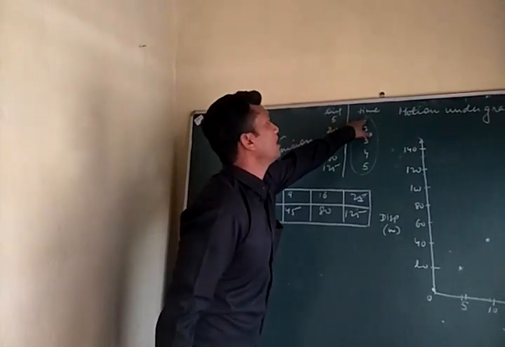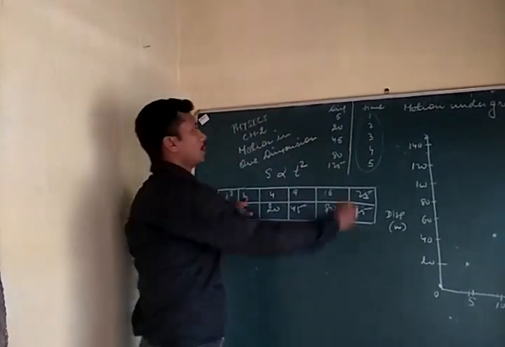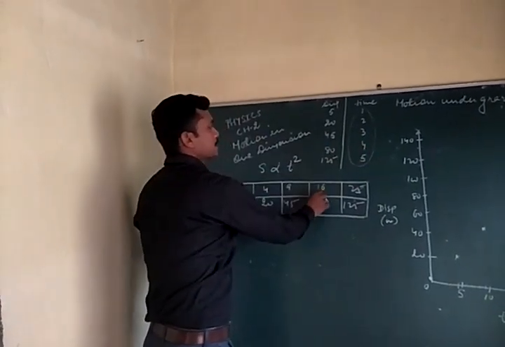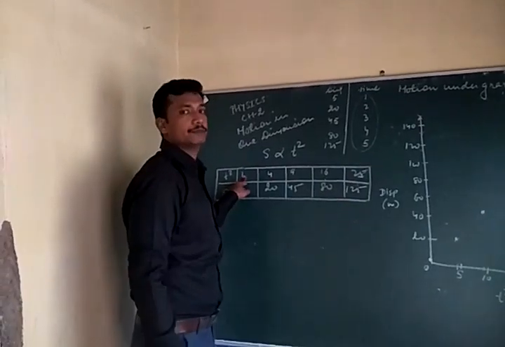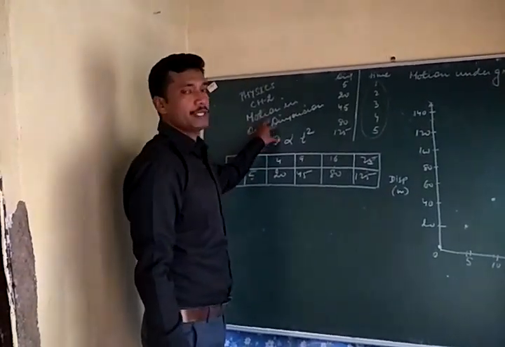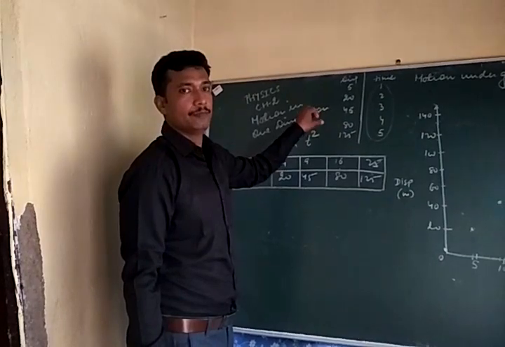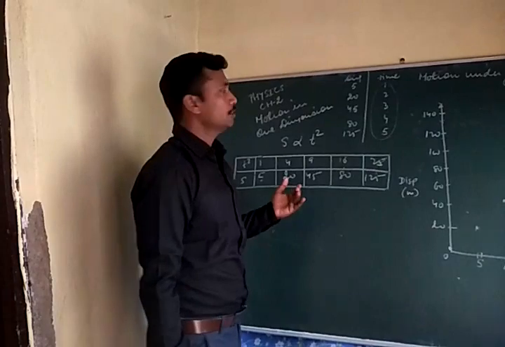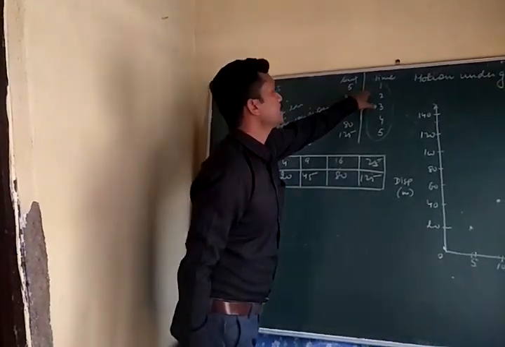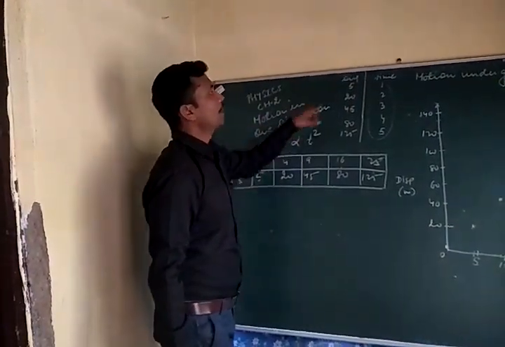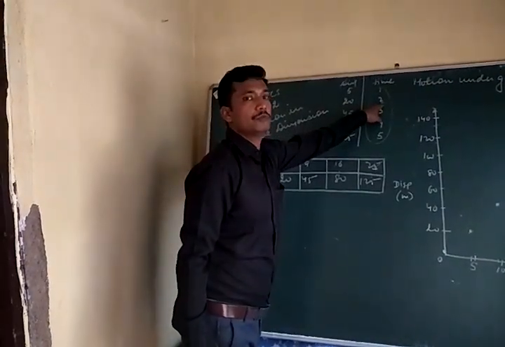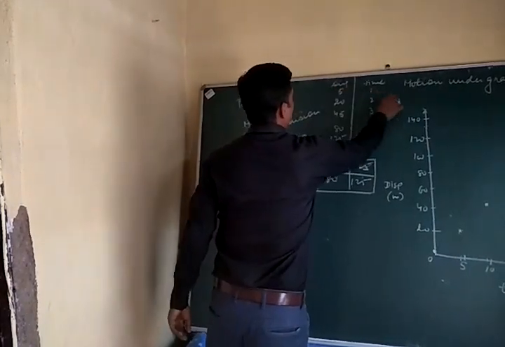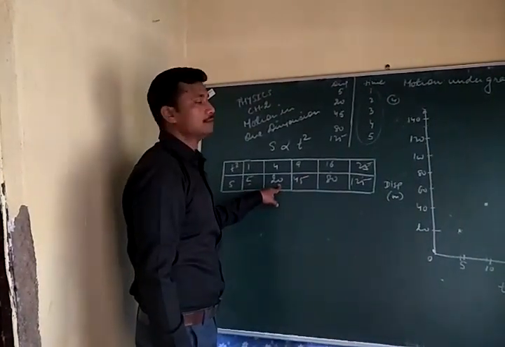So square of 1 will be 1 itself, square of 2 will be 4, 3 will be 9, square of 4 will be 16, square of 5 will be 25. Now since displacement is directly proportional to square of time, the displacement will also vary by the same number of times. So here displacement after 1 second is 5. Now the square of 2 means 4. So 5 into 4 is displacement 20.